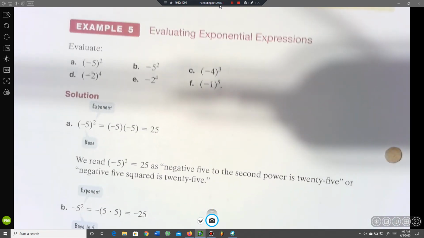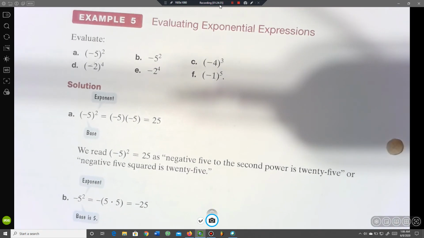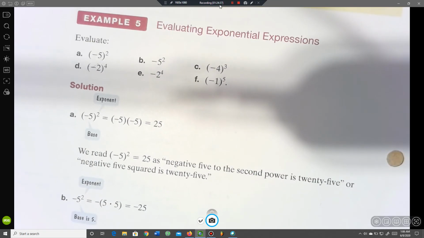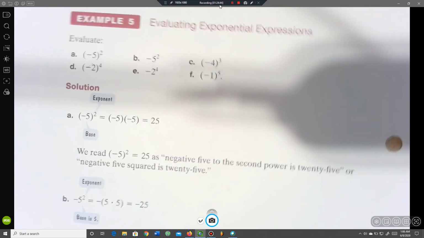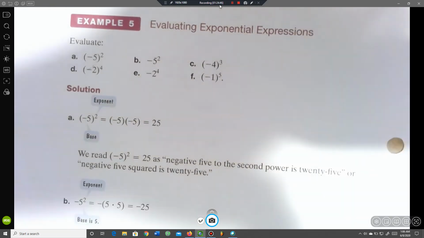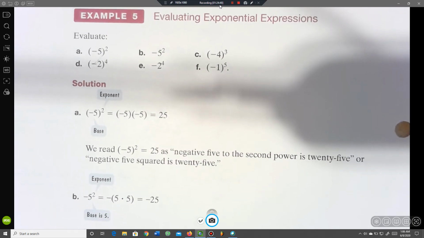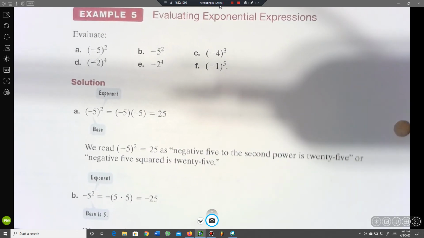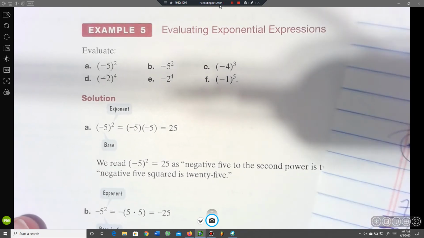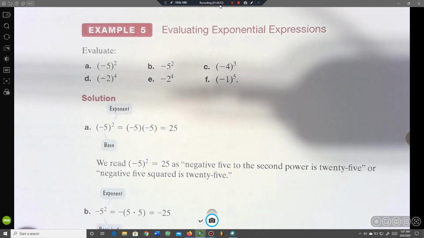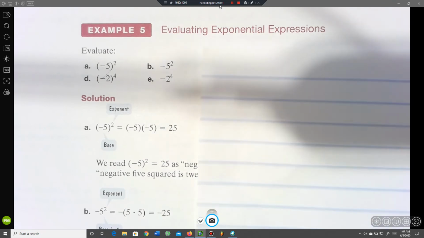And here's example 5. This is just exponents. We are starting with exponents, and I think that looks better. Yeah, that's good. All right, so let's start with the first one.